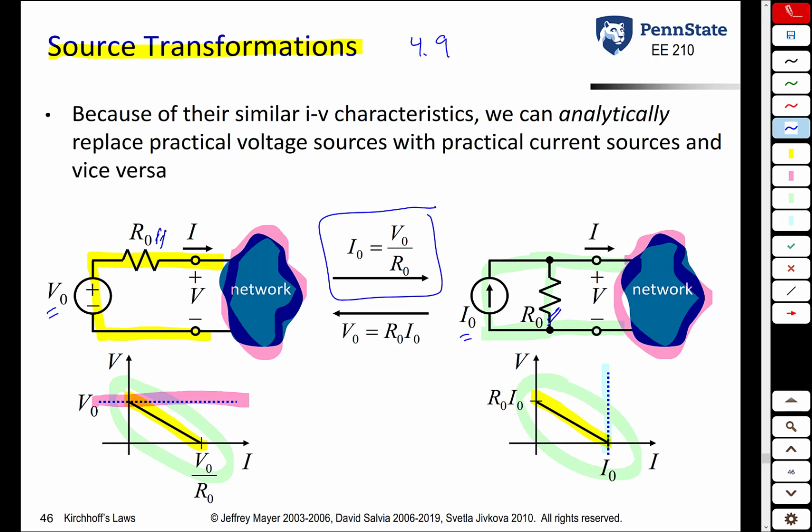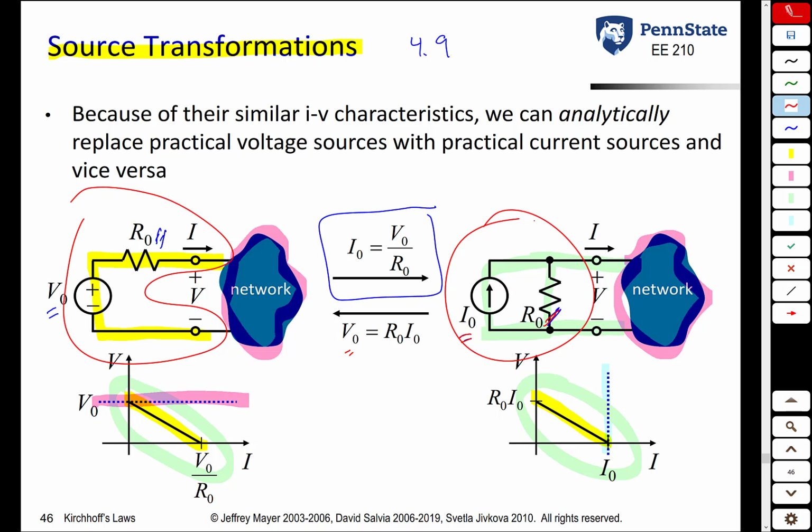You could go the other way as well. If you start off with a current source and a parallel resistance, if you take I naught, multiply it by R naught to get V naught, you could then convert a current source and parallel resistance into a voltage source and series resistance. This is a concept of source transformations. We're going to see that by transforming this to this, or vice versa, can sometimes make your analysis easier.